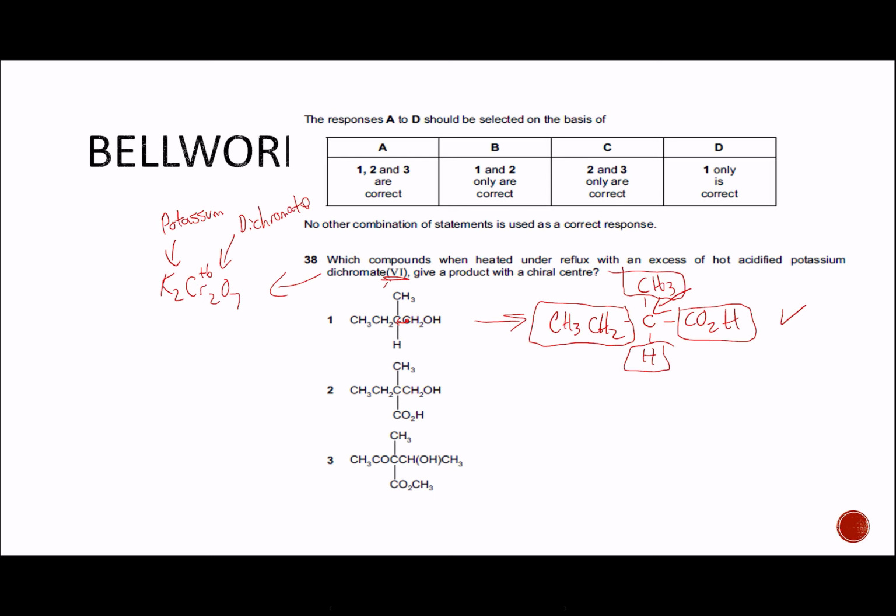For number 2, you can see that this is also a primary alcohol, so it should be converted to CO2H. Well, this carbon now has CO2H, CO2H on it. Those 2 groups are the same, so therefore that would not be chiral. And let's take a look at the last one. Actually, we don't even need to, because once we have demonstrated that answer 1 is correct but answer 2 is wrong, then the answer has to be D.